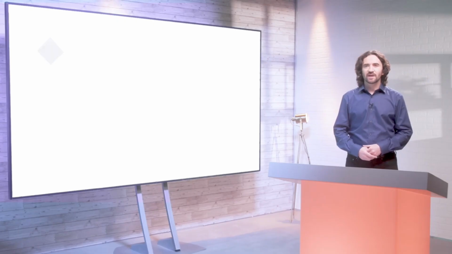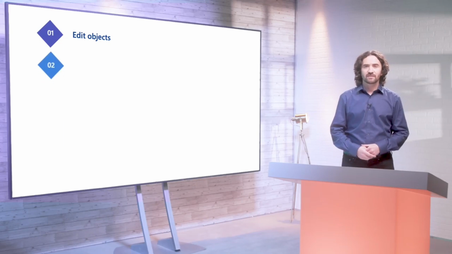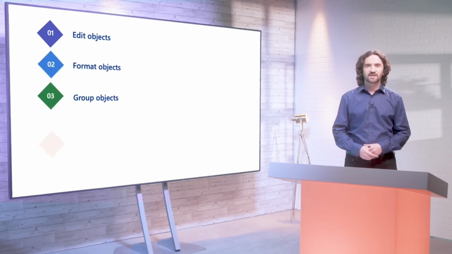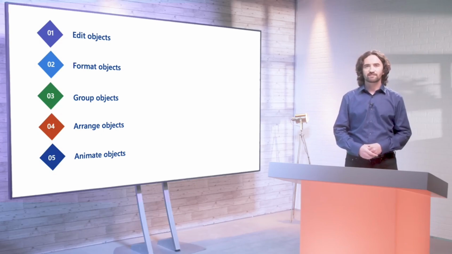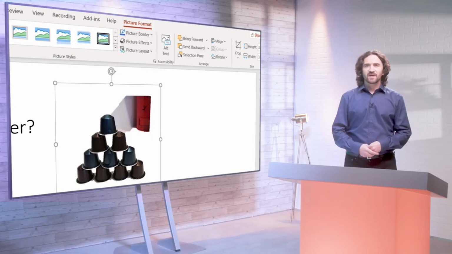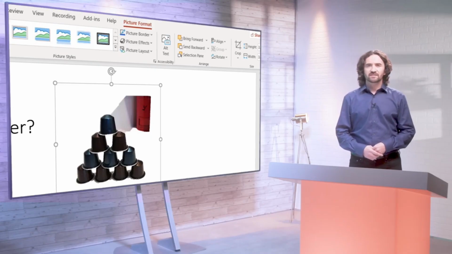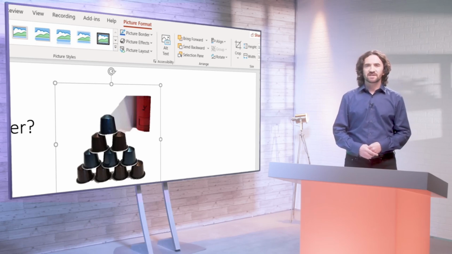In this lesson, you will explore how to edit objects, format objects, group objects, arrange objects, and finally, how to create animations. Sometimes, an object may carry a background area that you would like to delete. For example, this red and grey area towards the back right side of the image doesn't look good with the coffee pods in the foreground. Or maybe you would like to change the colour of a stock image.